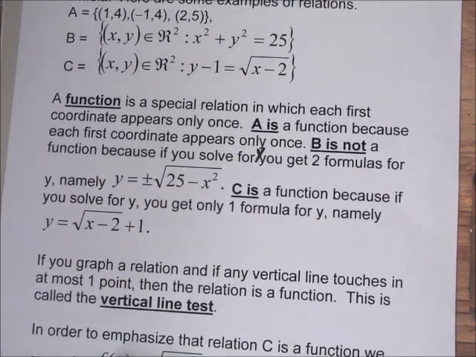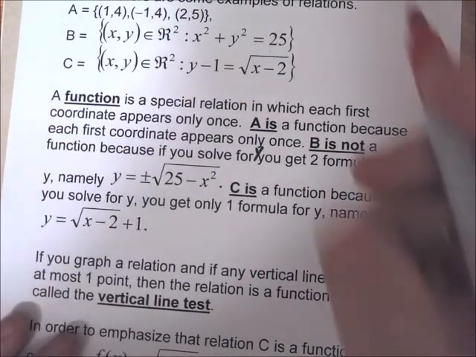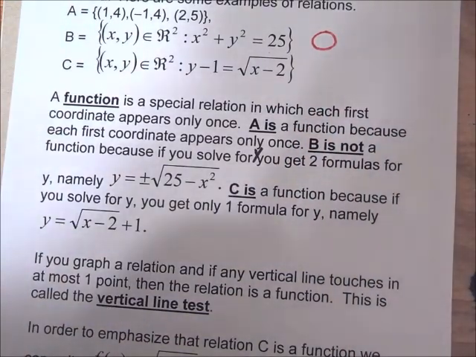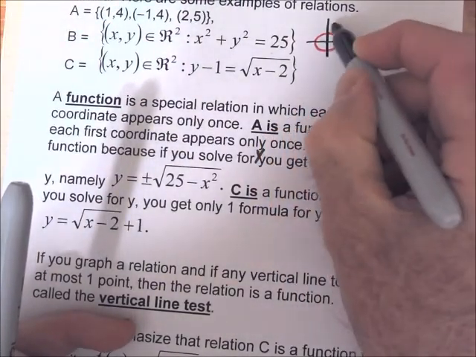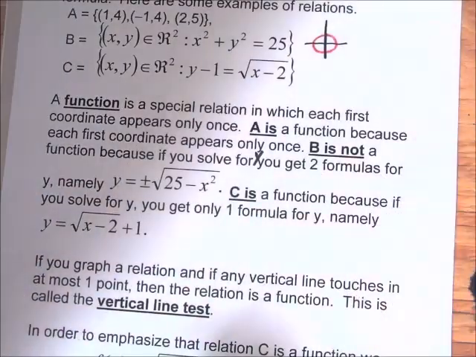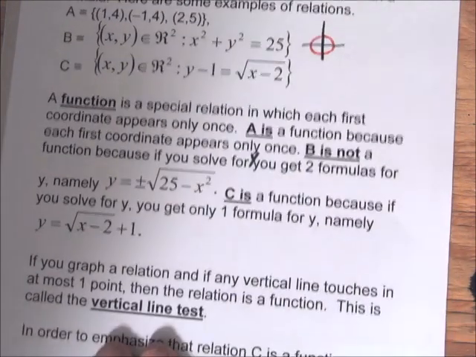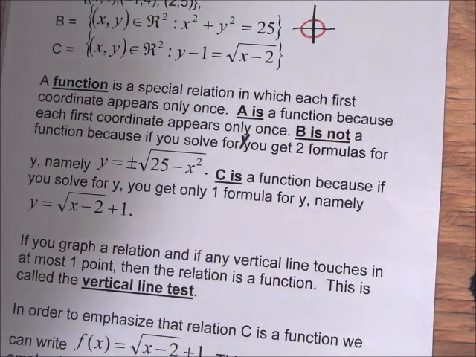If you graph a relation, you can also tell whether it's a function from the graph. If any vertical line touches in more than one point, then the relation is not a function. For example, a circle, relation B, is the equation for a circle, and I'll just draw a coordinate system here. There are certain places where if you draw a vertical line, it'll touch the circle in more than one spot. So you can actually tell from the graph, and that's called the vertical line test.